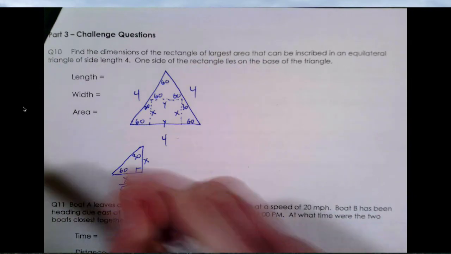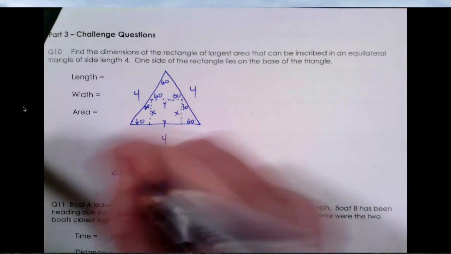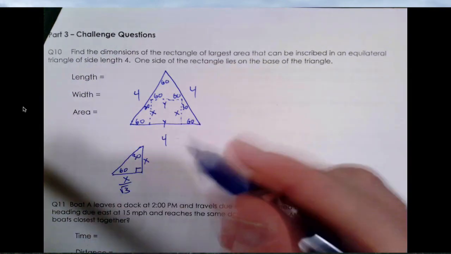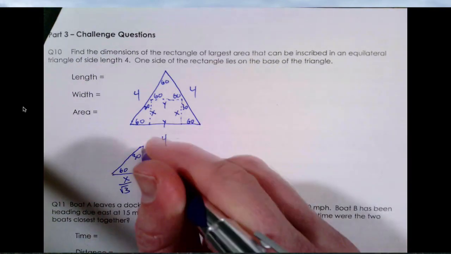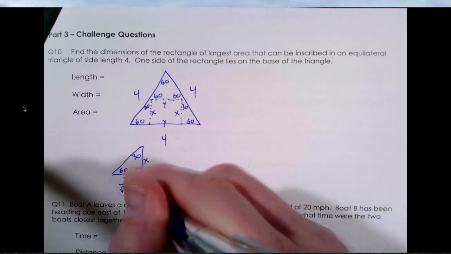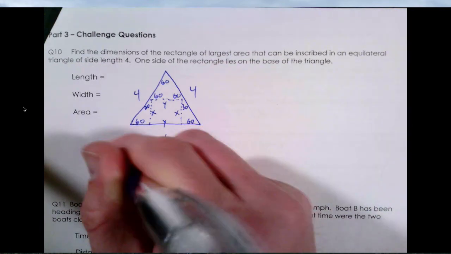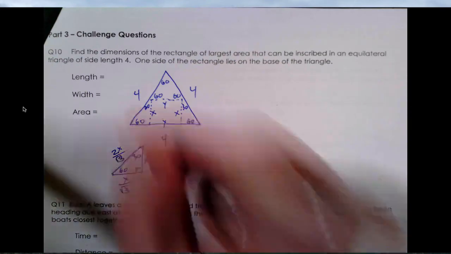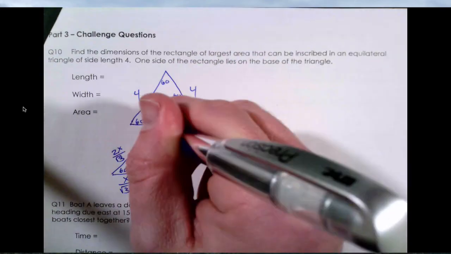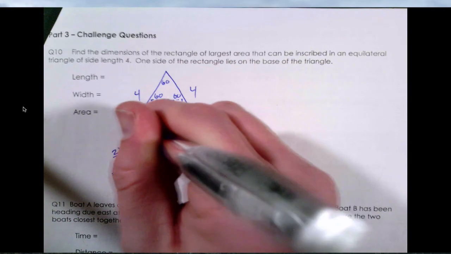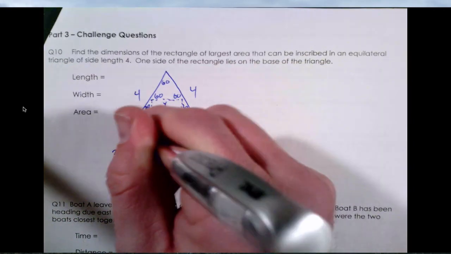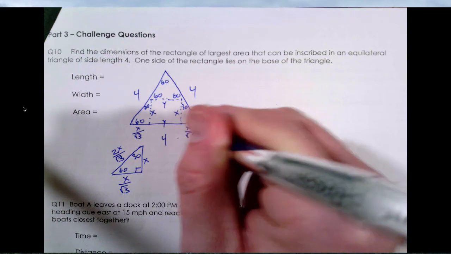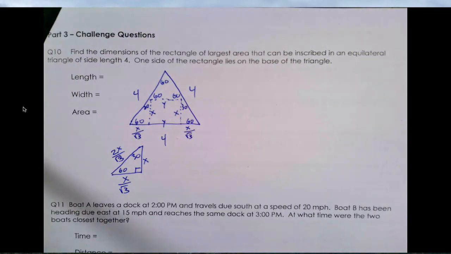To go from here over to this spot right here, I'm going to have to take this and double it. So that would be 2x divided by radical 3. So what I know right now is that this piece right here is x radical 3. This side over here is x divided by radical 3. All right, so that's what I know.